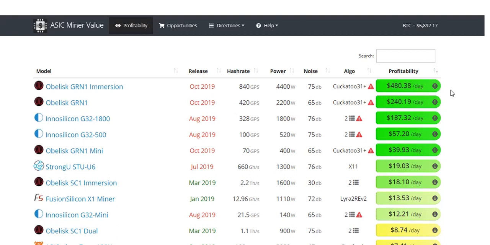It's something that you guys can go check out. Like I said, it's asicminervalue.com. You can go in there and start checking those out yourself and see which one makes sense for you. And let's try to get this money.